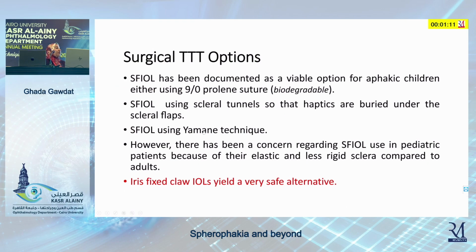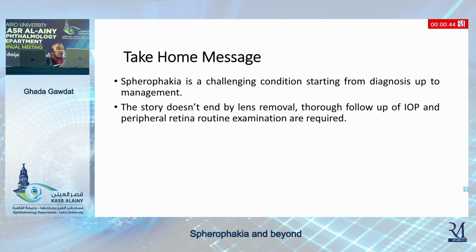So we're left with several surgical treatment options. We might fix the IOLs in the sclera using Prolene sutures, using scleral tunnels, using the Yamane technique. However, there's a concern regarding scleral fixation because it's dealing with the pars plana and the pars plicata of these children, which is quite unsafe for the vitreous base and the retinal periphery. So I prefer iris-fixed Cloth lenses, whether anteriorly or retropupillary.